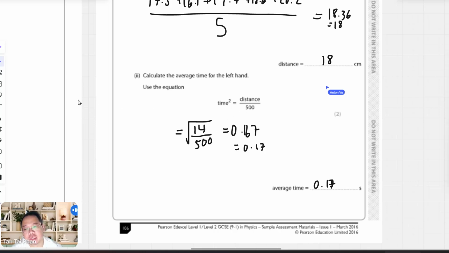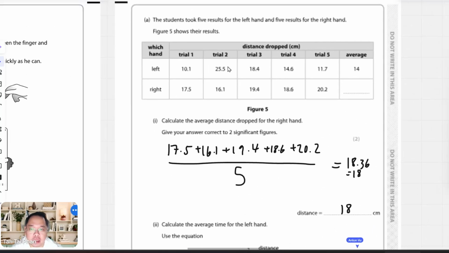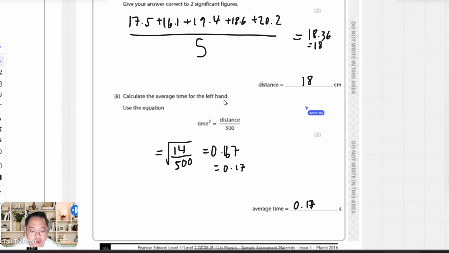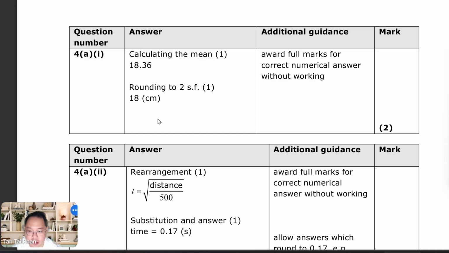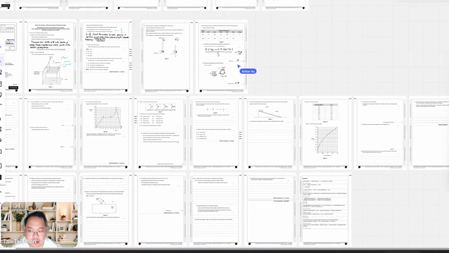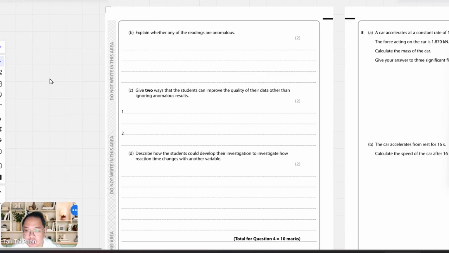The square root distance is 14, right? The average is 14, yeah. And 500, then your answer 0.17, I think it is correct. Yeah, 0.17. Okay, let's find the other question below.